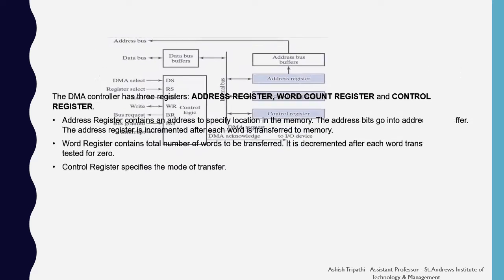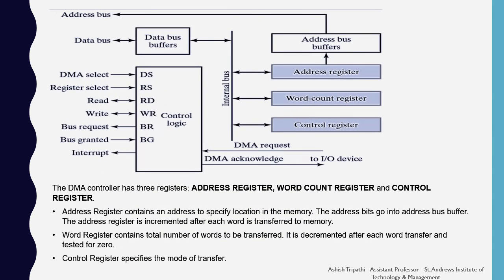In the diagram you can see that the DMA controller has three registers: address register, word count register and the control register. The address register contains an address to specify the location in the memory. The address bits go into the address bus buffer. The address register is incremented after each word is transferred to the memory. So address register basically holds the starting address from where the memory is to be read or to where the memory is to be written.